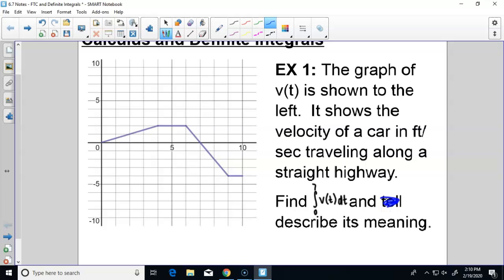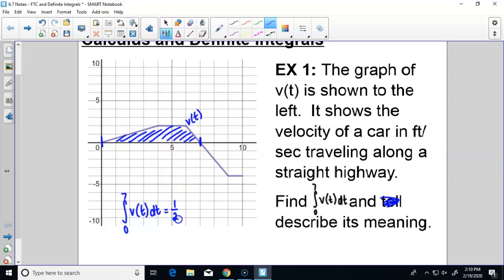So if we're looking for the integral from 0 to 7 of v of t dt, and this is v of t right here. 0 is right here, 7 is right here. So we're looking for the area under the curve from 0 to 7. So that area underneath the curve, we've got a trapezoid here. You could break it into triangles and rectangles if you want. I'm just going to use the trapezoid.